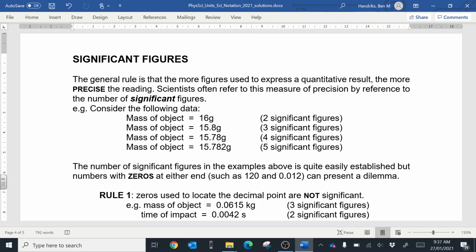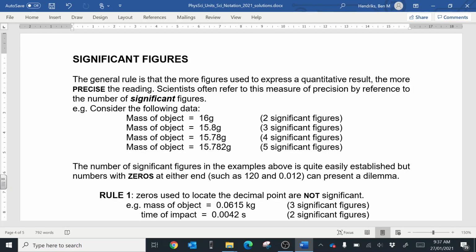Welcome back, and now we are looking at significant figures. So, the general rule, we'll just read through this to start off with. The general rule is that the more figures used to express a quantitative result, the more precise the reading. Scientists often refer to this measure of precision by reference to the number of significant figures.